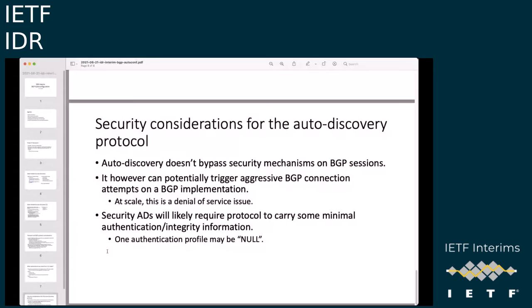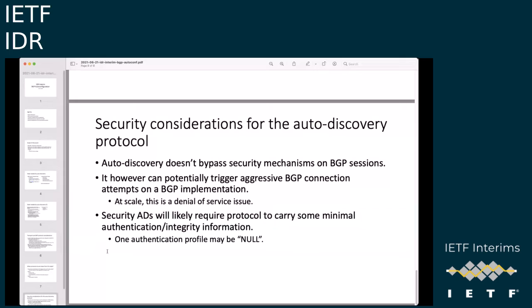And our last slide, our security considerations, are going to be an important thing. A key point that's been made over and over: auto discovery does not bypass our BGP security mechanisms. So everything that we have securing BGP is still present. This just means that we have to have things advertised in the protocol that lets those things actually work. It does mean that if we have an auto discovery mechanism, we potentially have something that can aggressively trigger BGP connection attempts. And this means that at scale, we have a potential denial of service mechanism. And this is something that the security ADs would like us to have taken care of.